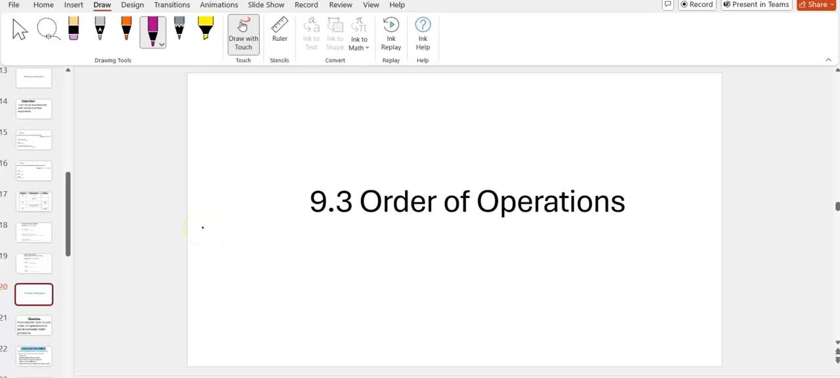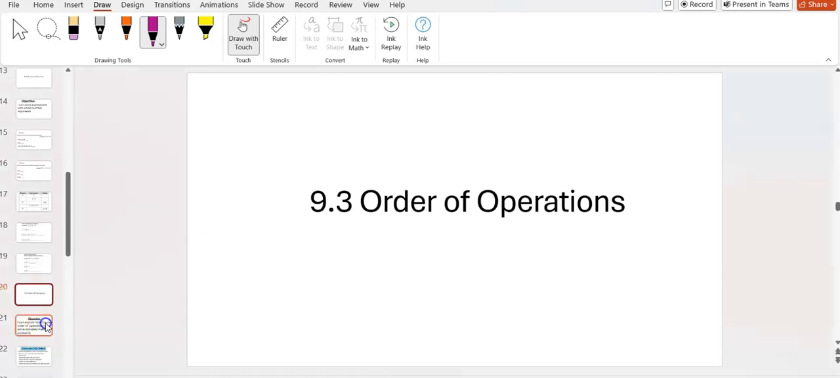We are going to go ahead and look at 9.3. I know we kind of skipped 9.2, but it's because we did it earlier in the year with prime factorization. If I have time, I can record another video on it, but we'll see. But we're here with 9.3 and we're doing order of operations.